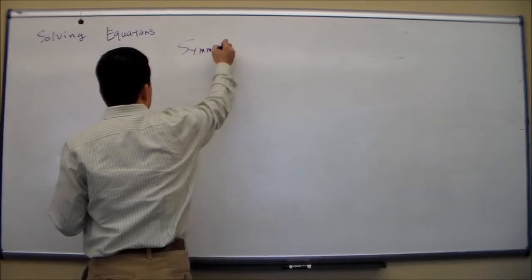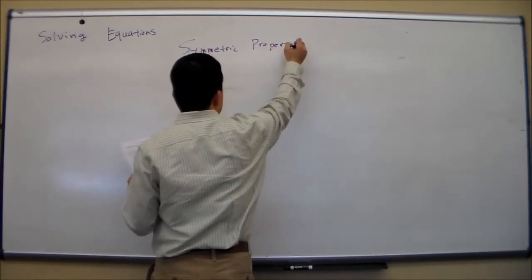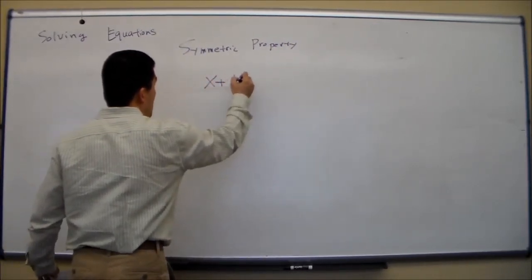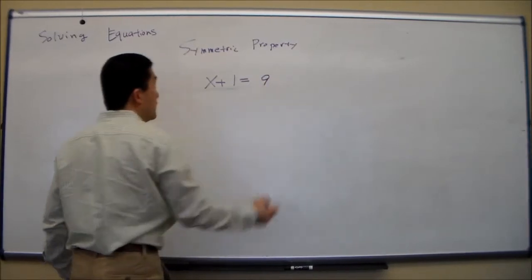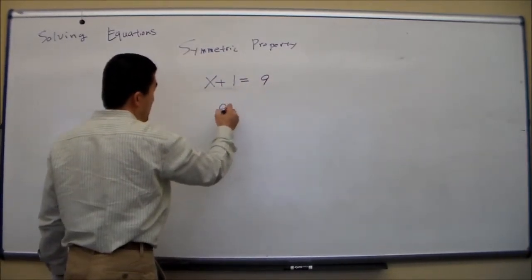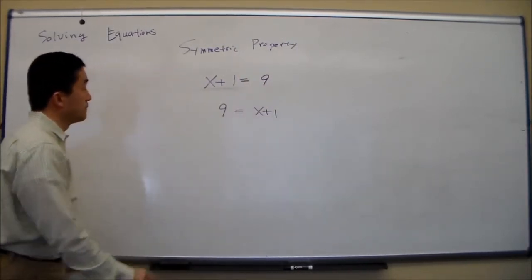So, symmetric property basically says, say I have something like this. X plus 1 is equal to 9. This basically says you can flip the side, so 9 is equal to x plus 1 or vice versa.